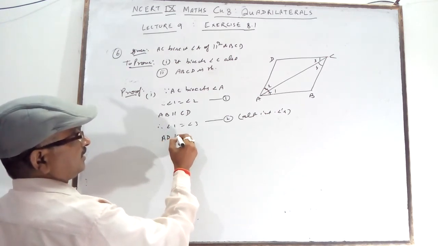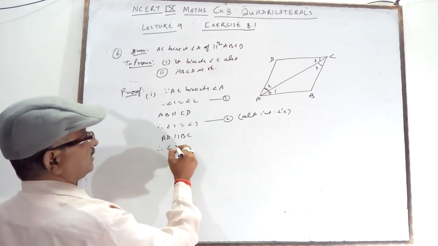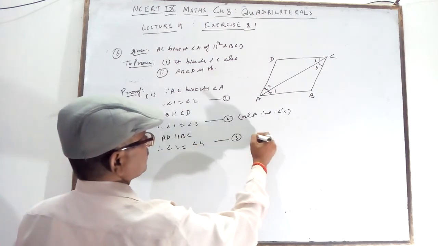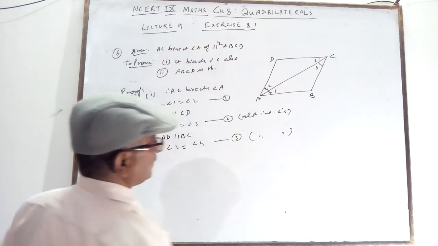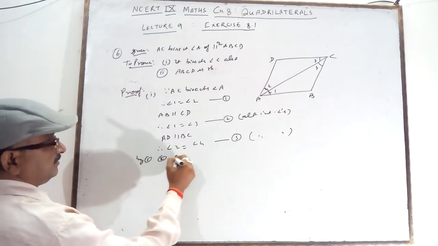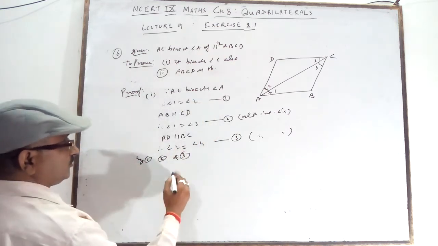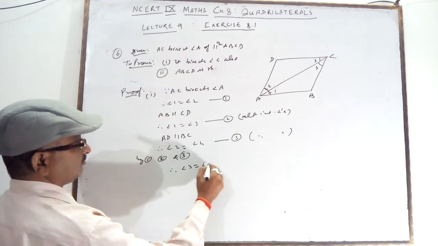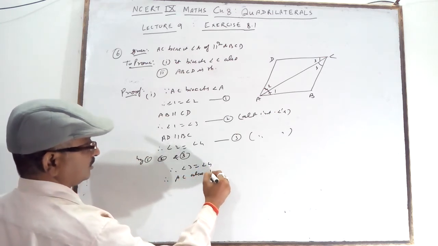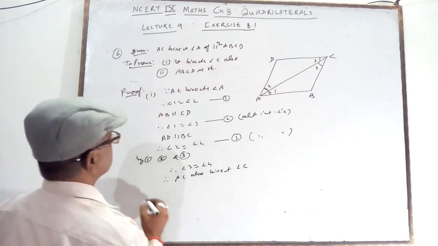AD is parallel to BC, so angle 2 is equal to angle 4. It is equation 3 because of alternate interior angles. By the first, second and third, what are you getting? 1 equal to 3, 2 equal to 4, therefore angle 3 is equal to angle 4. So AC also bisects angle C. Hence proved.